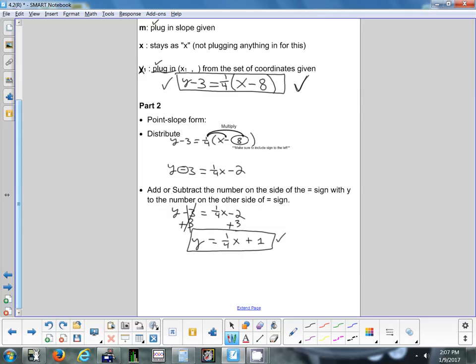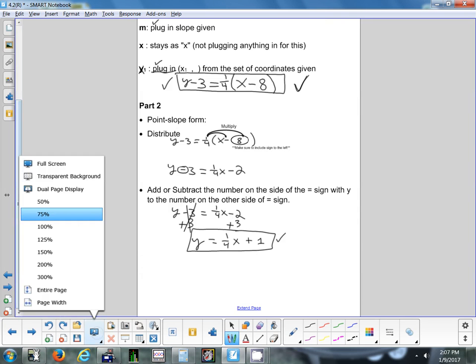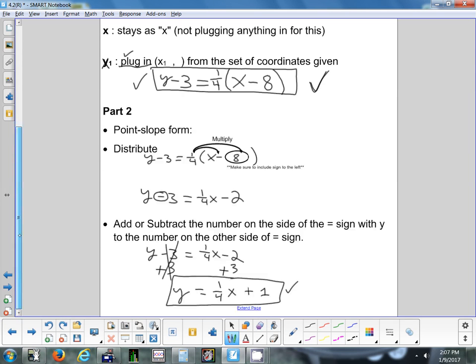Again, Mr. Roy and I will try to make it so the numbers work out nice, so the numbers aren't really awful fractions. Like in this problem, 1/4 times 8 came out to a nice number, too. We'll try to make that happen. Any questions on that?